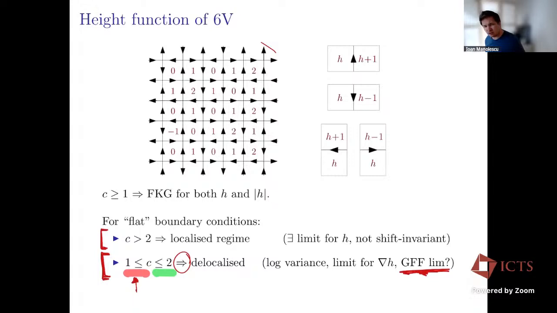But the inequality C larger than 1 turns out to be quite crucial, but not for good reasons, I would say. It's just that we want our representations to have FKG, some FKG property, and it only holds for C larger than 1. But normally you expect the whole regime C smaller than 2 to have the same sort of behavior.